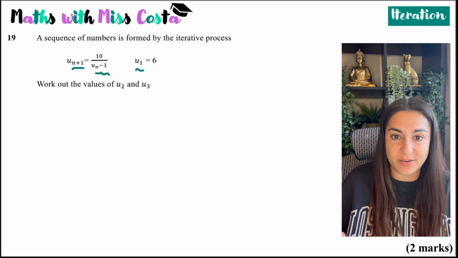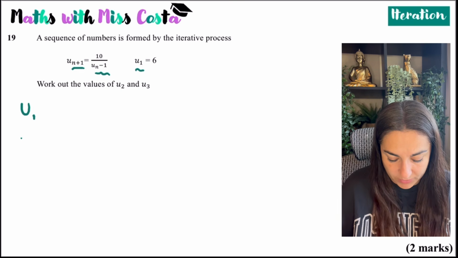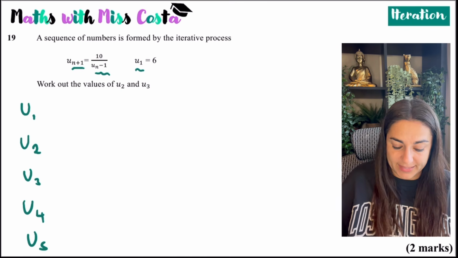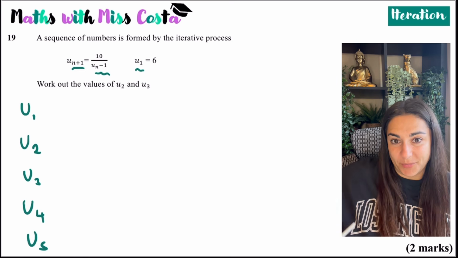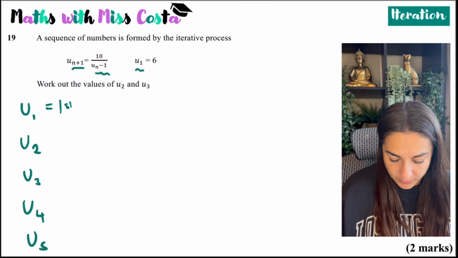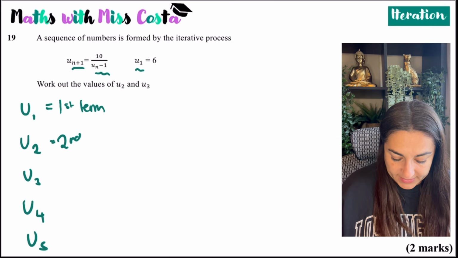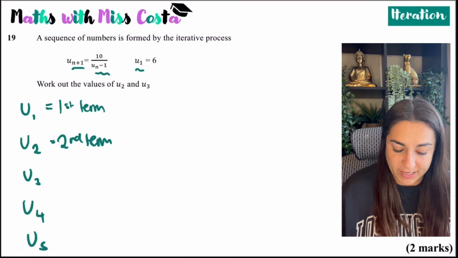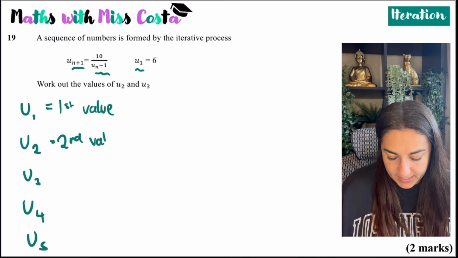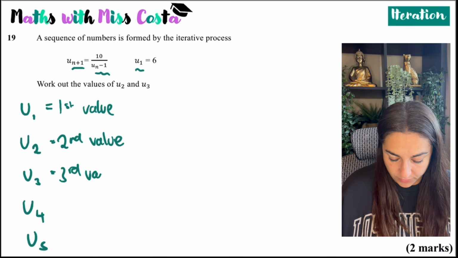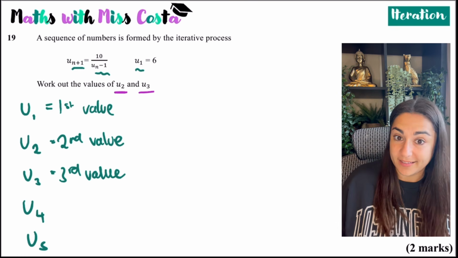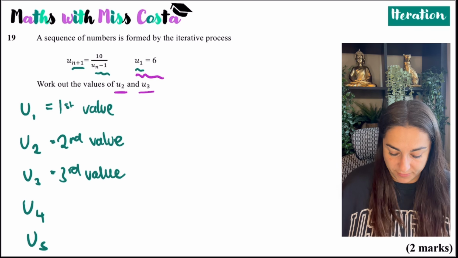Essentially every iterative process has a first term, which is U1, a second term, which is U2, a third term, a fourth term, and a fifth term. That's what the little number to the bottom left stands for. So U1 tells you the first term. U2 will be the second value, not term, because it's not a sequence. And third value, fourth value, and so forth. In this question, you are being asked to work out the values of U2 and U3, the second term and the third term, and you've been given the first term.